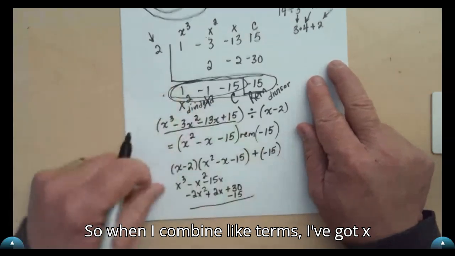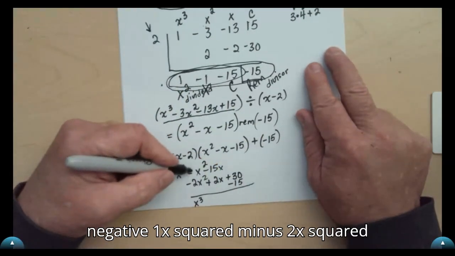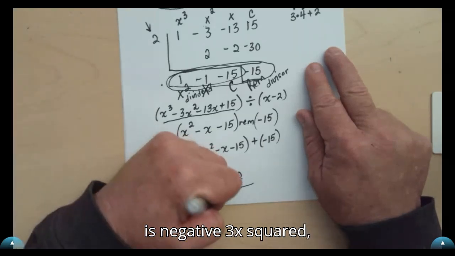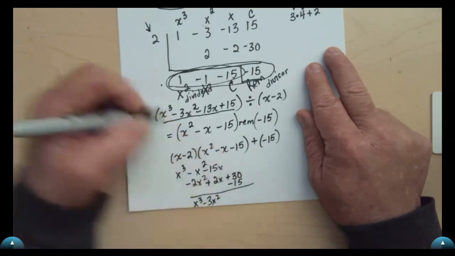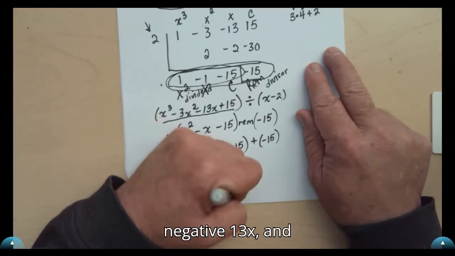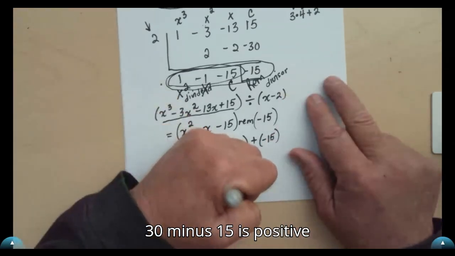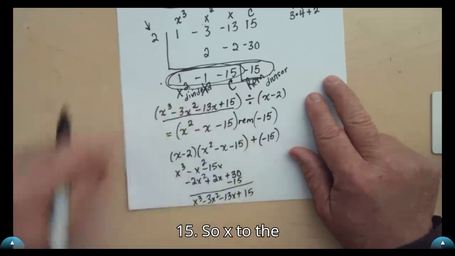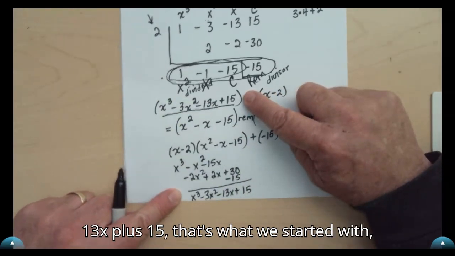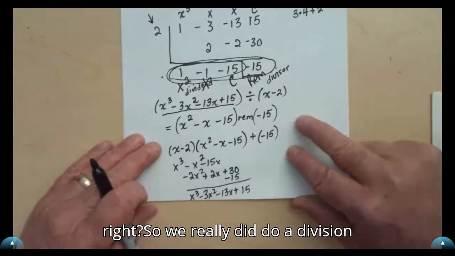So when I combine like terms, I got x to the third, negative 1x squared minus 2x squared is negative 3x squared. Negative 15x plus 2x is negative 13x. And 30 minus 15 is positive 15. So x to the third minus 3x squared minus 13x plus 15. That's what we started with, right? So we really did do a division problem.